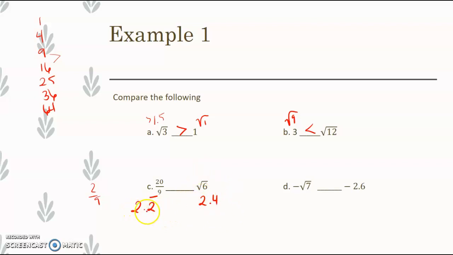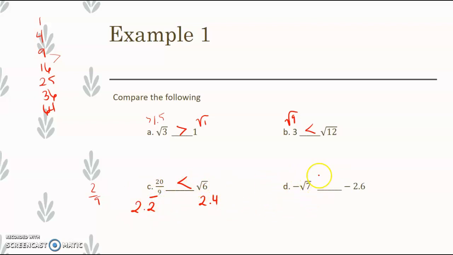Just looking at these, even though this is a repeating number, my zeros continue out forever here, and so the 4 is bigger than the 2. And so for my 20/9 compared to the square root of 6, my square root of 6 is greater than my 20/9. And you can type it in the calculator. Second, square root of 6, and I get 2.44. So again, 2.4 is still bigger than 2.2, even though that's a repeating 2.